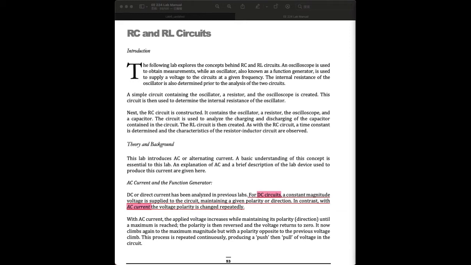Today we're going to talk about Lab 7. In Lab 7, we introduce two typical AC circuits, which are RC and RL circuits. They are built by capacitor and inductor. In this video, I will just cover the important concepts, but it will also be important for you to read the manual by yourself.